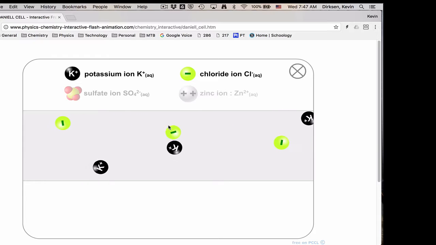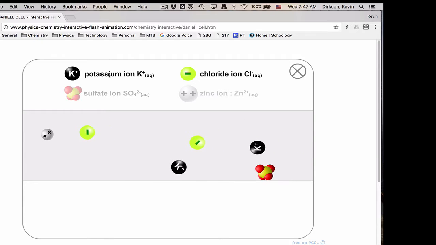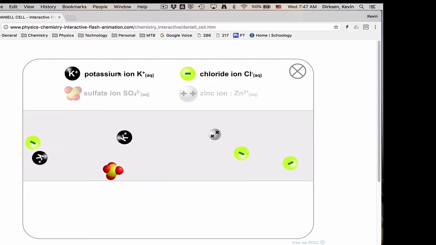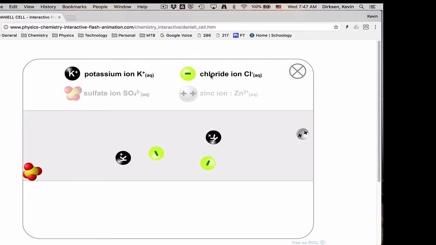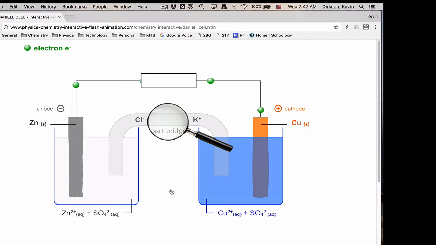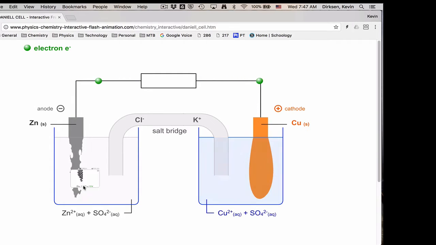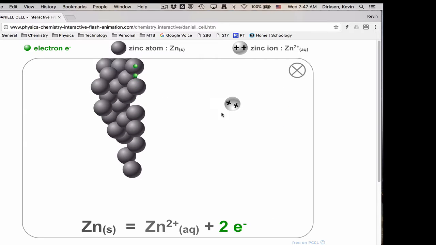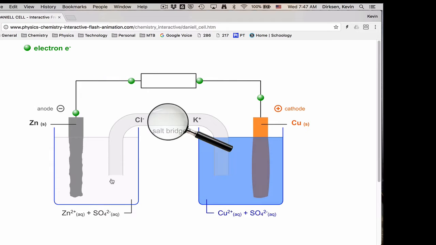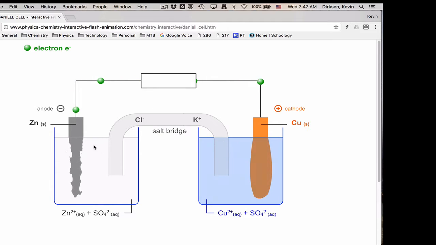It provides charge balance. Inside this particular salt bridge, we have potassium ions and chloride ions. The potassium ions and chloride ions are both going to be spectators in the actual chemistry. However, we need to have a balance of charge. As the zinc breaks down and more and more zinc ions come into solution, this side would become more and more positively charged. So this container would become heavily positively charged over time.